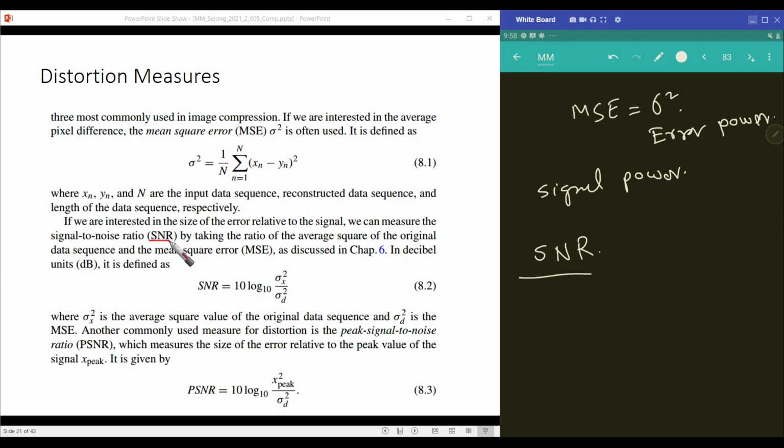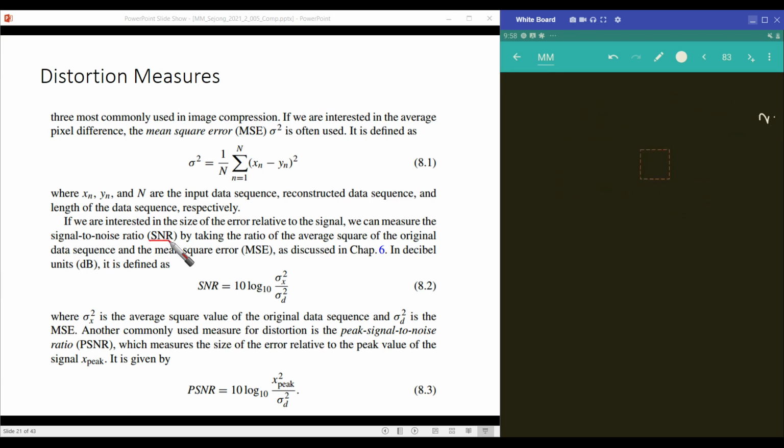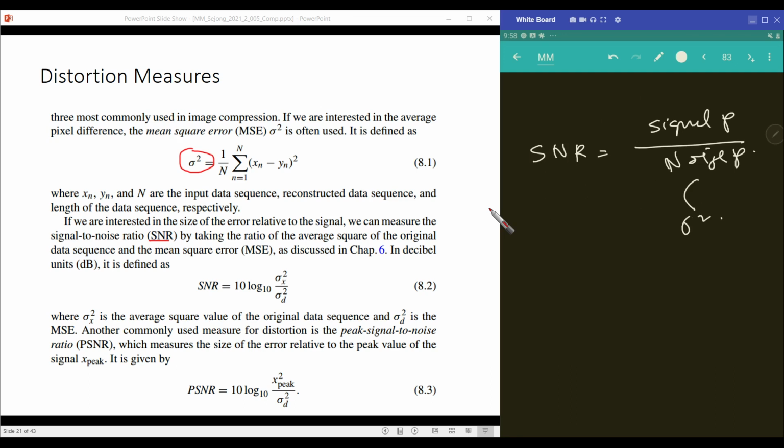Now signal to noise ratio generally means signal power by noise power. Now this noise power, in this situation we can consider this one is basically our noise power. So we already know the noise power. What is the signal power? Now we can think of it like that. Let's say x is our signal, so this is the signal power.